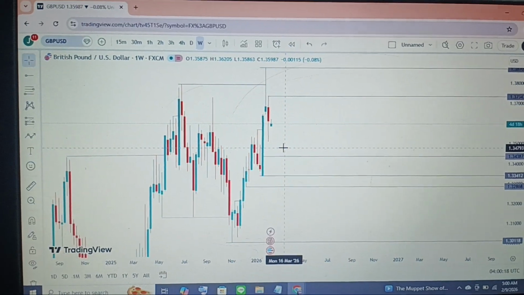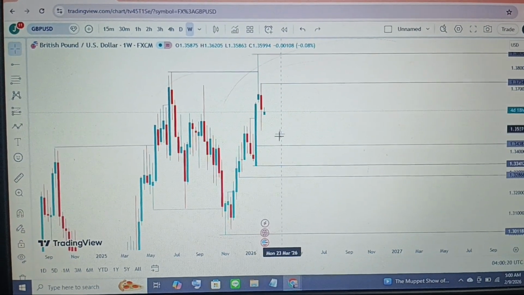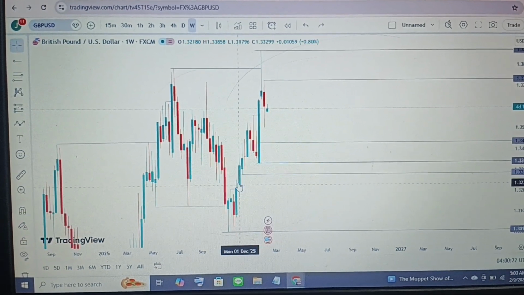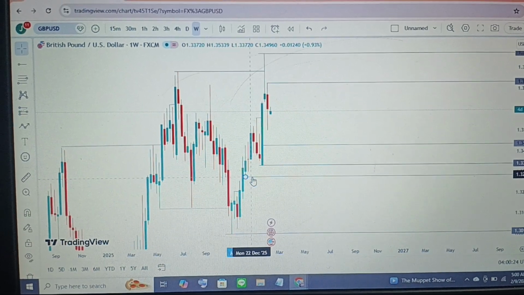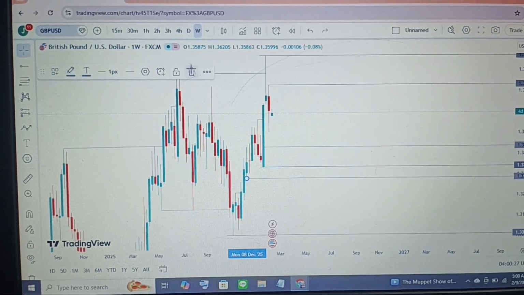So once we have this bullish spike, let me remove some levels I think I mapped out, for clarity purposes.